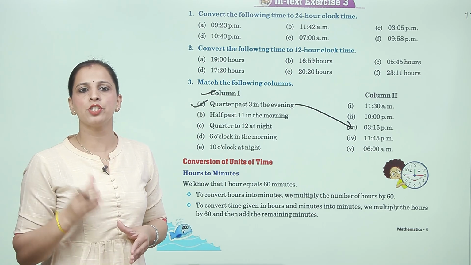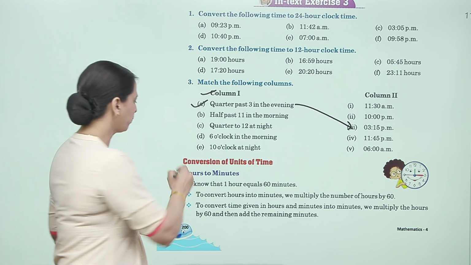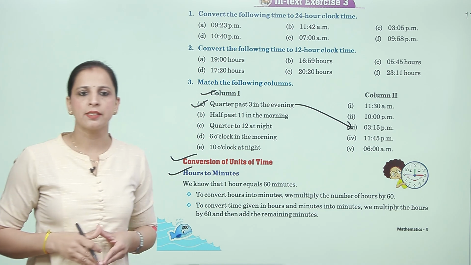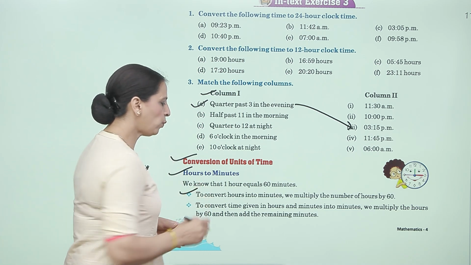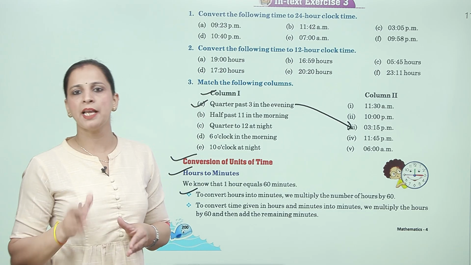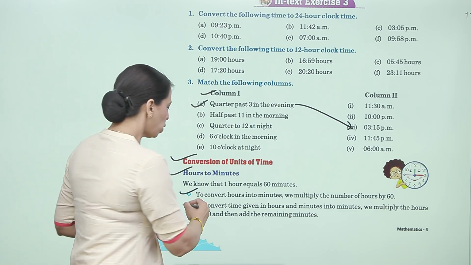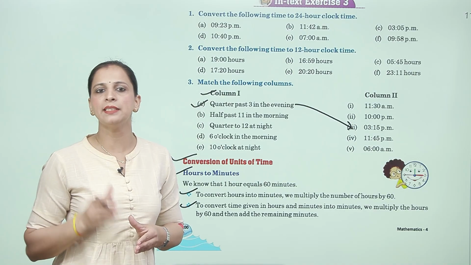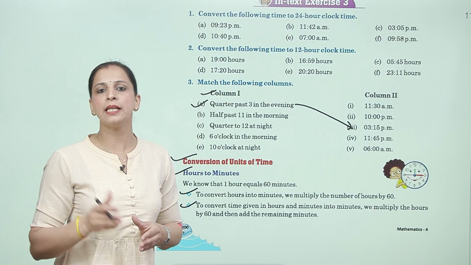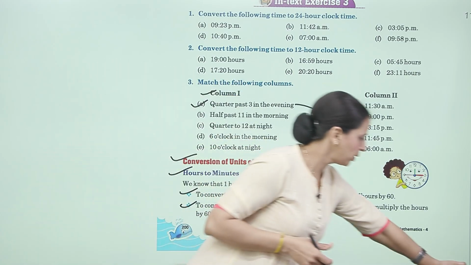Now next, conversion of units of time. Hours to minutes. We know that 1 hour equals 60 minutes. So to convert hours into minutes, we multiply the number of hours by 60. To convert times given in hours and minutes into minutes, we multiply the hours by 60 and then add the remaining minutes.